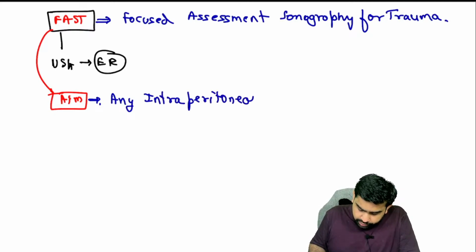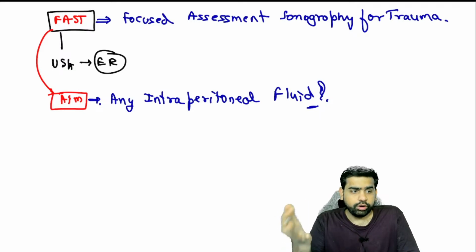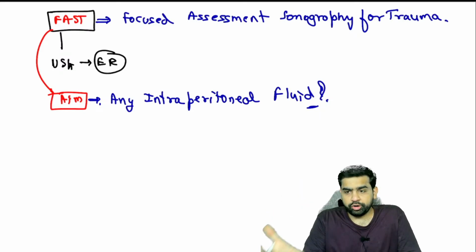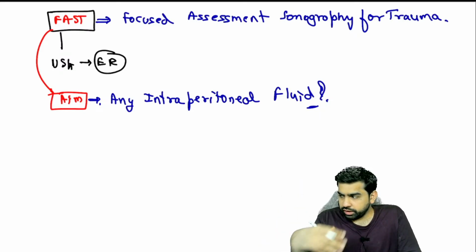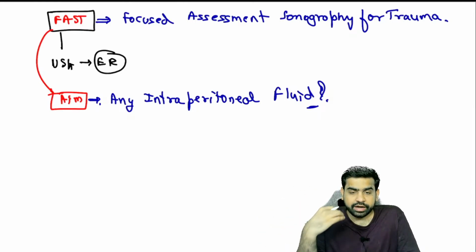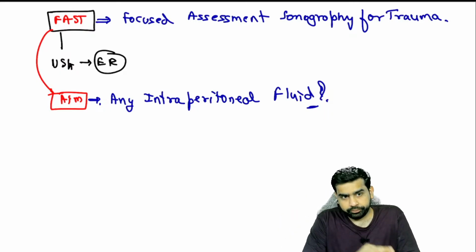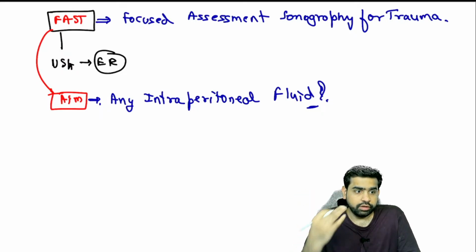Intraperitoneal fluid present or not. For example, like you and I at this point of time, we do not have a large amount of intraperitoneal fluid, because if, let's say after the trauma, there is some person who has a larger amount of intraperitoneal fluid, it is an indirect indicator that the patient has some significant intra-abdominal injury.